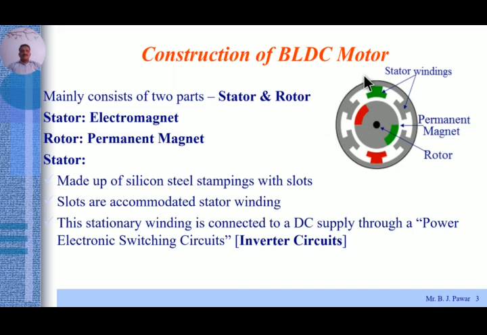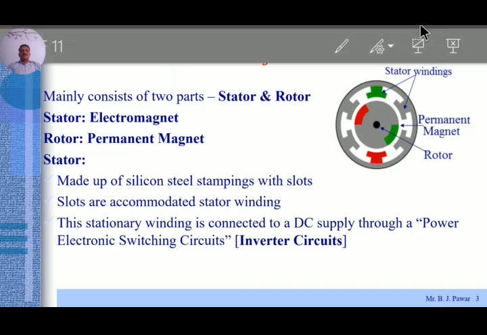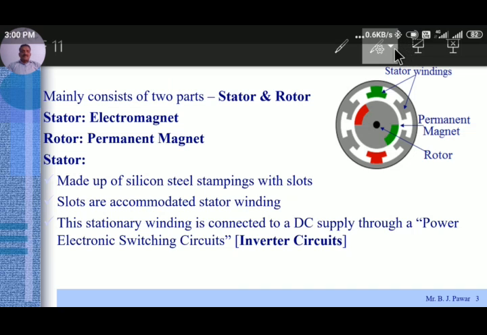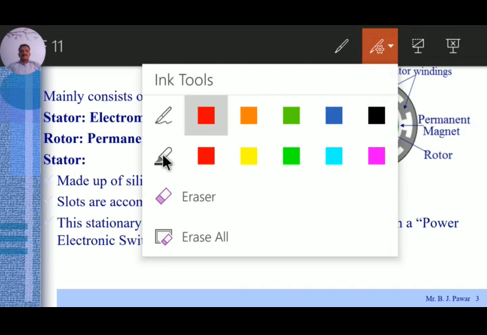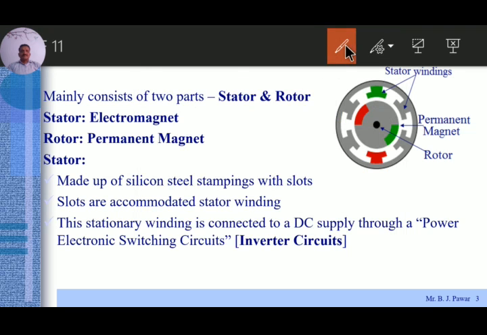So it mainly consists of two parts. Which are those parts? They are the stator and the rotor. These are the main parts of this type of motor, where the stator acts as an electromagnet whenever we provide an external DC supply to it, and the rotor is a kind of permanent magnet.